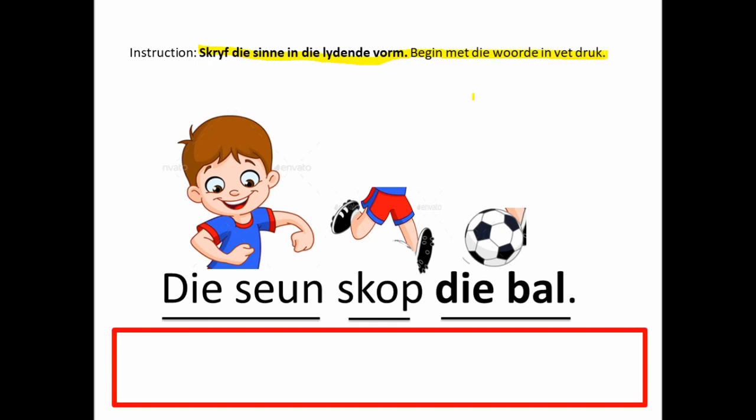So basically it just means you need to take the sentence that it will give you, and rewrite it in lydende vorm. And if you're lucky, they will tell you how to start the sentence, and they say start the sentence with the words in bold. Right, the sentence. Die seun skop die bal. The boy kicks the ball.